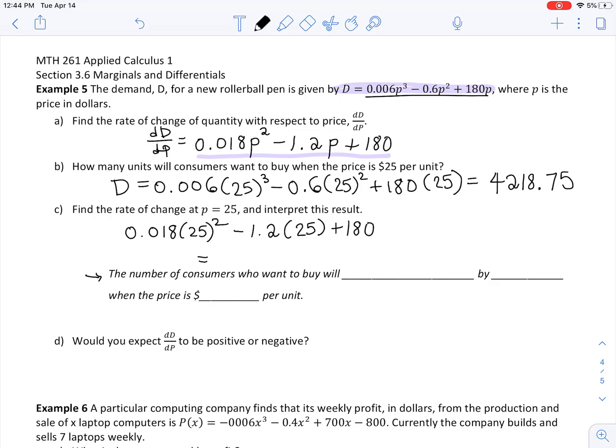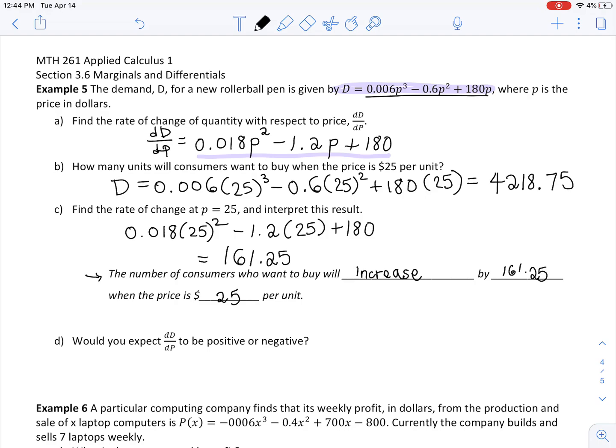0.018 times 25 squared minus 1.2 times 25 plus 180. I got 161.25. So let's interpret this number. The number of consumers who want to buy will, now this is a positive number, so we'll say this will increase by that number, 161.25, when the price is how much? $25 per unit, because that was the X value that we plugged in to find this rate of change.